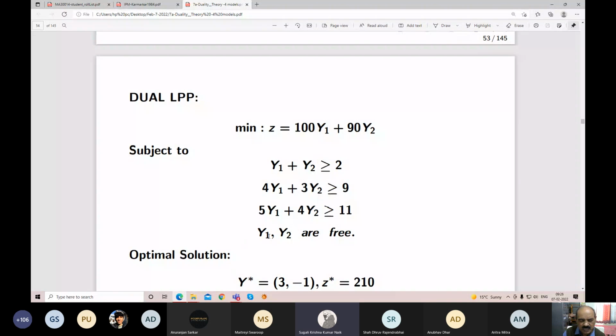If, for example, y1 is non-negative and nothing is mentioned for y2, then y2 is free. But here it is given both are free. Both are free means they can be 0, they can be positive, they can be negative. Now, if y1, y2 are free and these restrictions are there, which method will be applied to solve the example? Please decide and tell me which method.